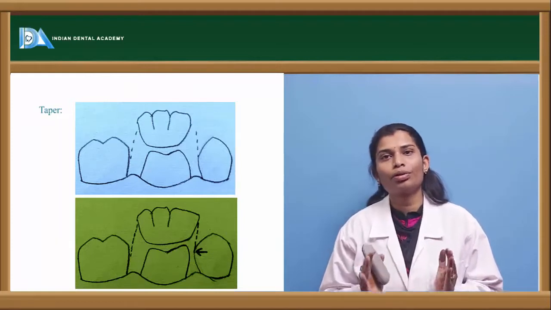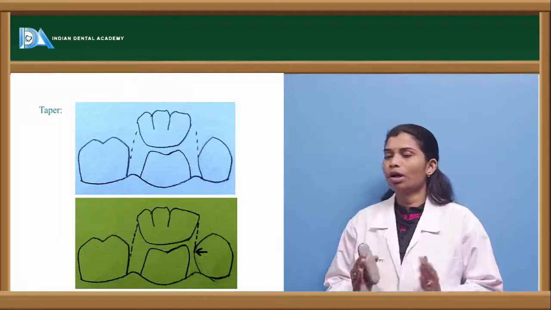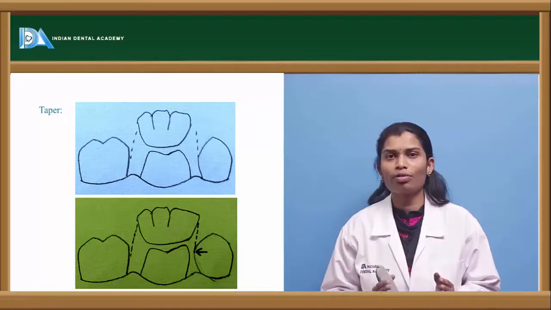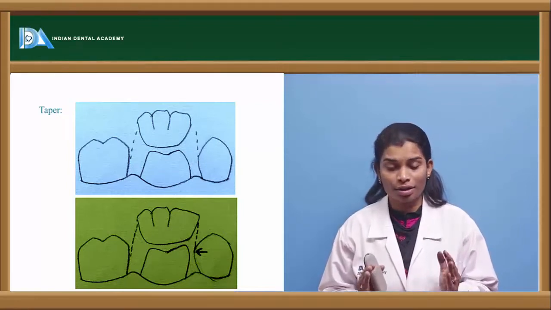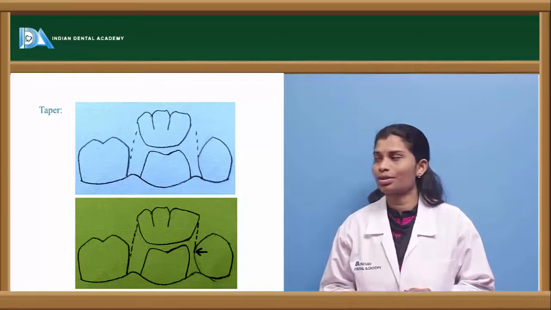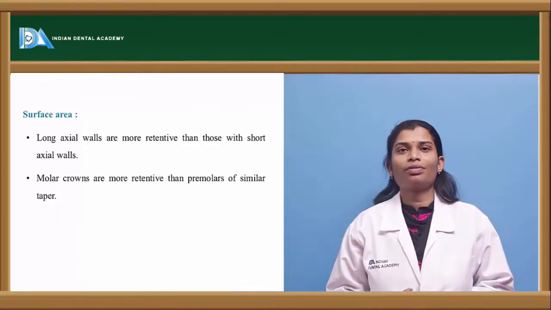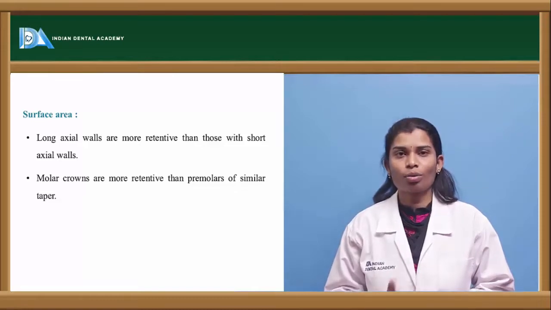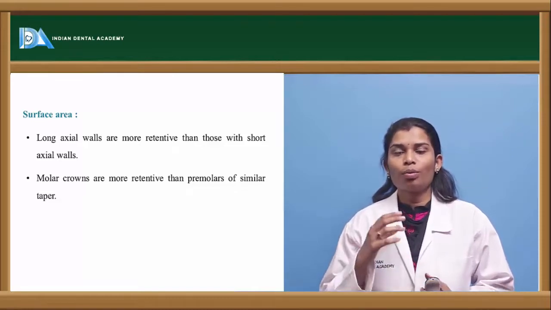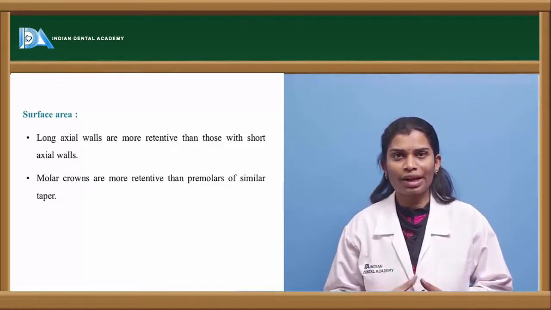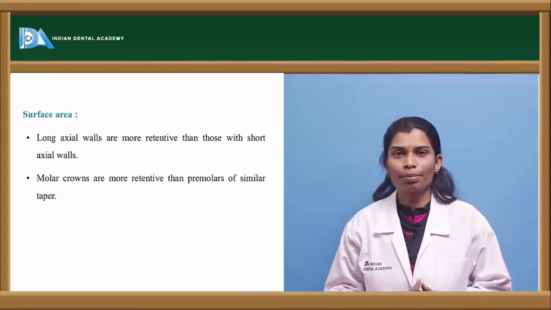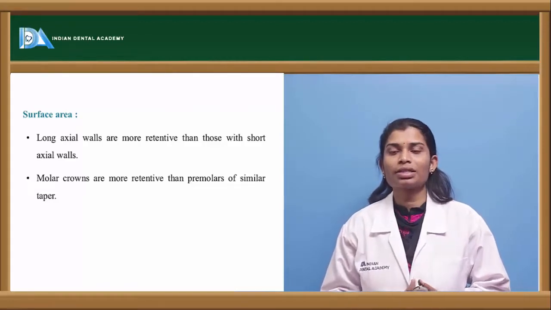The taper should be uniform. So the total taper, or the angle of convergence, should be 6 degrees. Coming to the surface area, try to preserve the height, no over reduction. Once you maintain proper occlusogingival height, minimal height, this will help in proper retention. Just in case, compare a tooth.